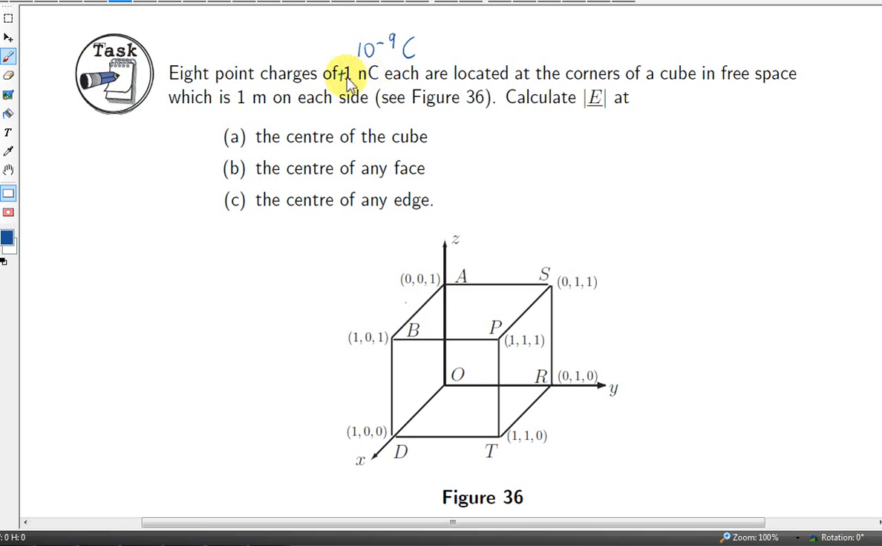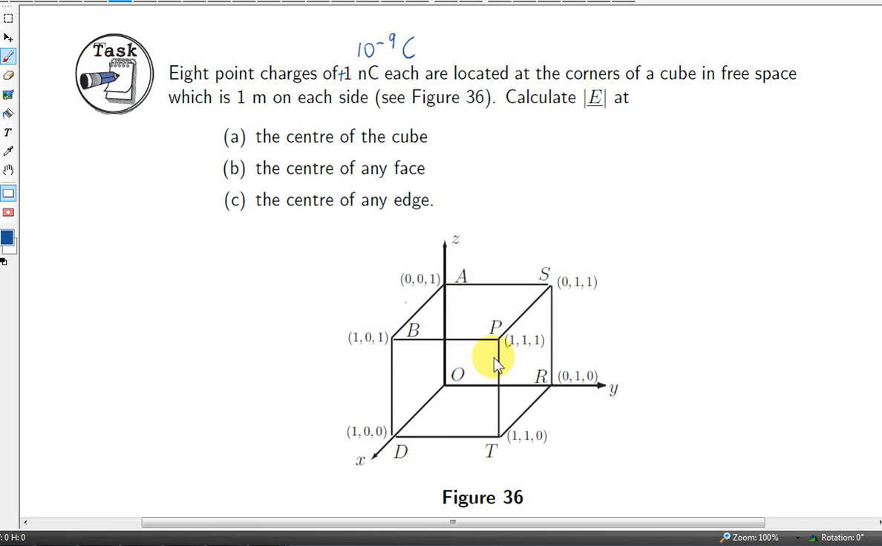Here we have 8 charges of 1 nanocoulomb each located at the corners of this cube. The side of the cube is 1 meter. We are interested in the magnitude of the electric field at the center of the cube.